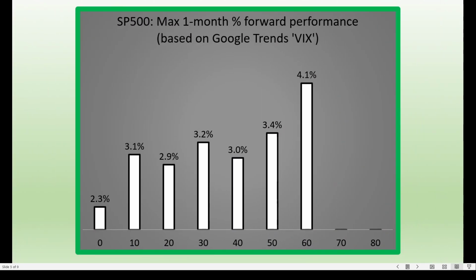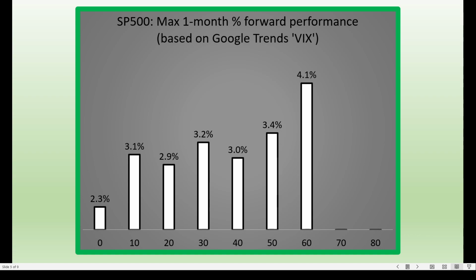Now, we can see here, this is the 1 month percentage forward performance based on the VIX Google Trends results. So if we take a look at any particular time, let's say over here, 10, which represents 10 out of 100, so very, very low, and we were to buy the S&P 500 every time our Google Trends registered a 10 over the past 5 years, we would average around 2.9%. If we go up to a 60 level, we now see the S&P 500 looking forward averages around 4.1% over the next trading month.